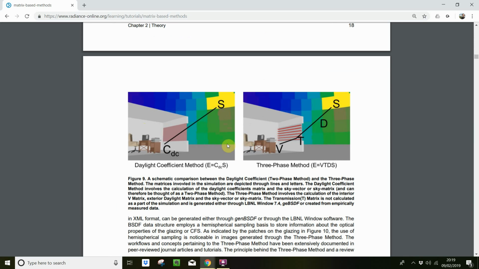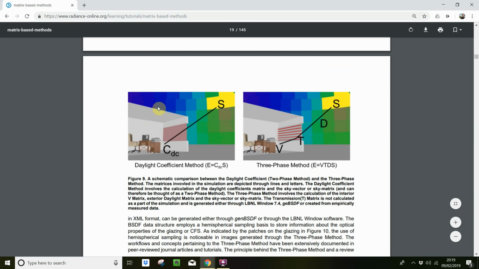I would imagine previously I discussed the two-phase method, and I would have talked about how the two-phase, or daylight coefficient method, is about the direct transfer from the sun and the sky through the fenestration into your point of interest, which may be a camera view or calculation points. The important thing to note is it happens in one calc from the sky straight to the points.